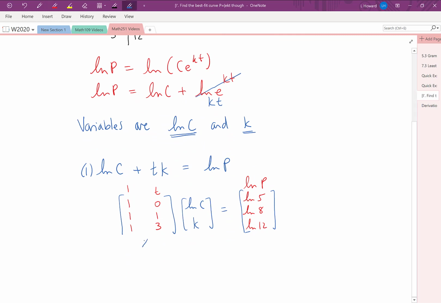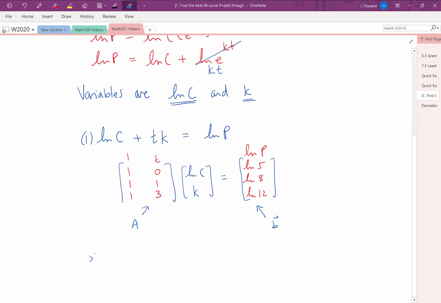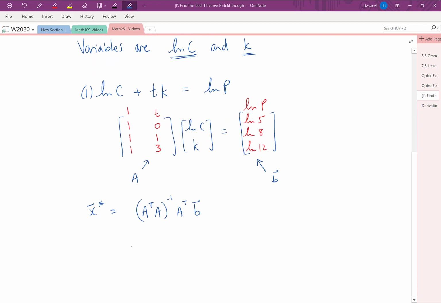All right, so this is our matrix A. That's our matrix B. And we're going to do our usual least squares solution calculation. So we need A transpose A, all inverted, times A transpose B. So let's go for it. Start off calculating A transpose A. So 1, 1, 1, 0, 1, 3 times our original matrix A. It's going to give us a nice 2 by 2 matrix here. So 3, 4, 4, 10 is our A transpose A.